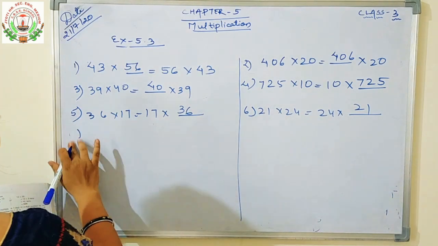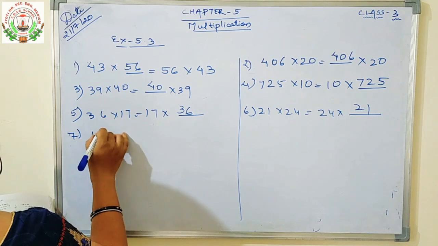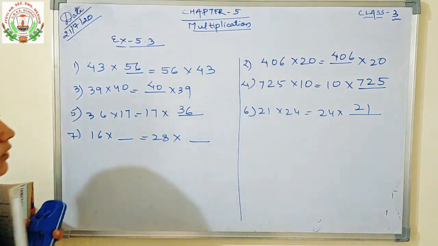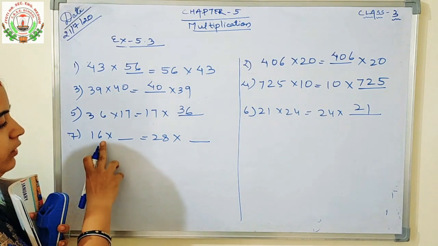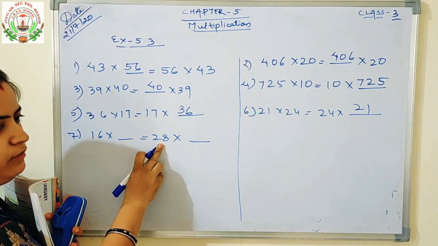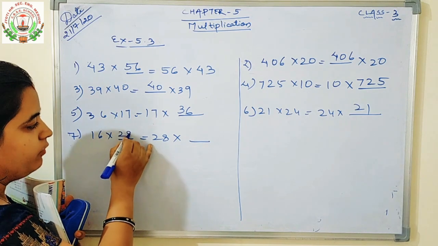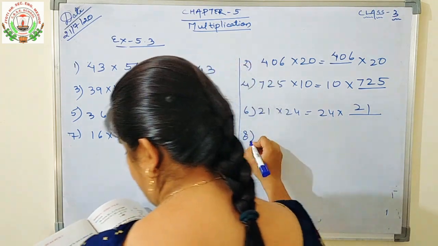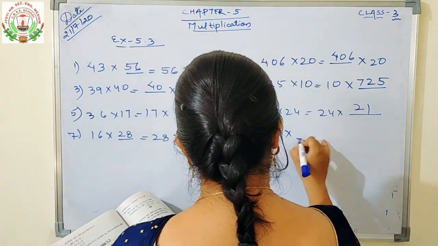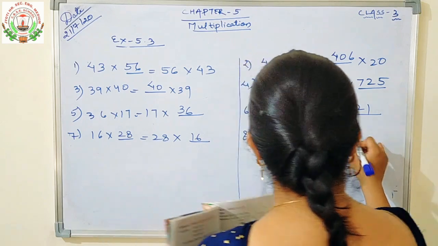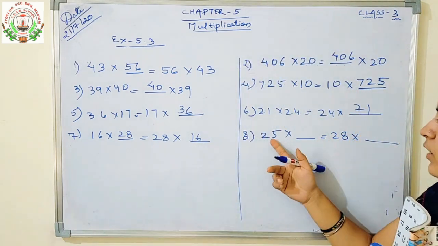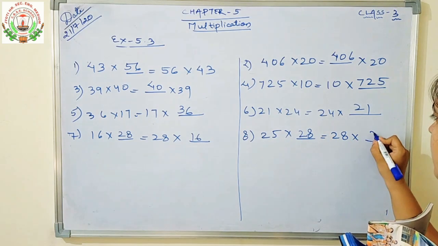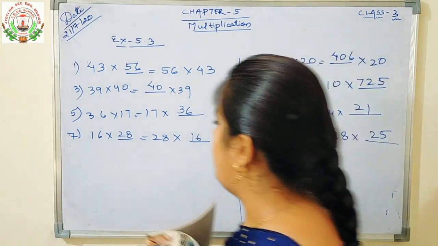Number 7 is 16 into dash is equals to 28 into dash. So what we will multiply? One number is given here, one number is given here. So here it will come 28 and here will come 16. Number 8. 25 into dash is equals to 28 into dash. Same way, okay. 25 one number, 28 is second number. So what will come here? 28 and here will come 25.